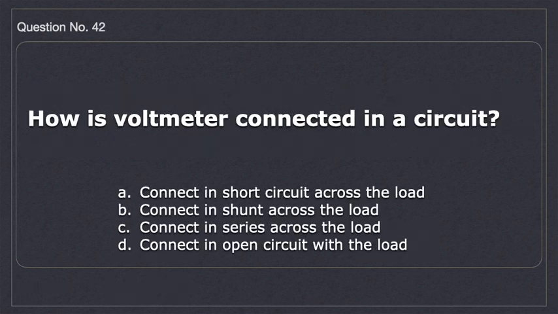Question number 42. How is a voltmeter connected in a circuit? A. Connect in short circuit across the load. B. Connect in shunt across the load. C. Connect in series across the load. D. Connect in open circuit with the load. Answer B. Connect in shunt across the load.